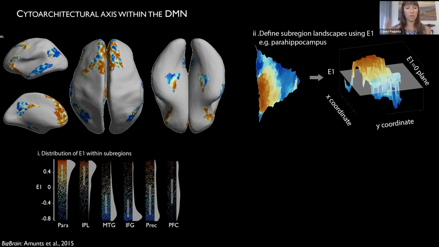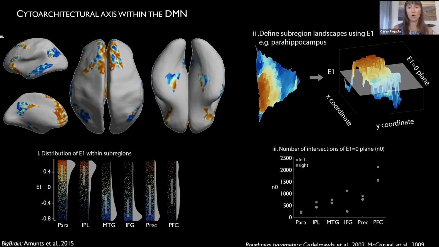So we wanted to see which type of parameter best differentiates the different subregions. And we found that the parameter with the highest coefficient of variation was the number of intersections through the zero plane. So the number of times it jumps from a positive to a negative. As you can see in parahippocampal gyrus, it does that very few times because it's just this linear gradient necessarily. Whereas in more prefrontal areas where you see a very high number of intersections, that's because it's jumping back and forth between the extremes of E1.